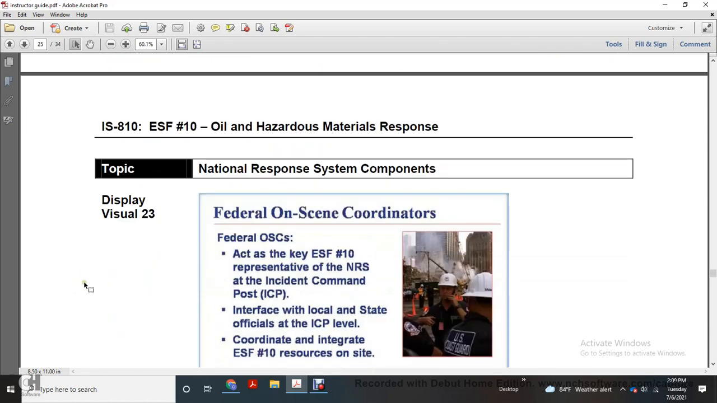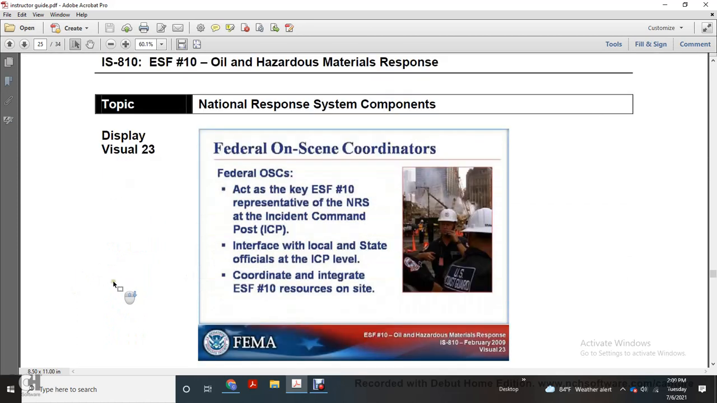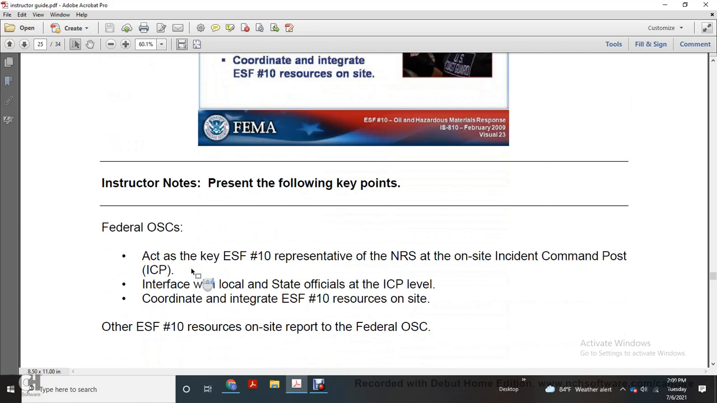Play visual 23. Federal on-scene coordinators. Federal on-scene coordinators act as the key Emergency Support Function number 10 representative of the National Response System at the Incident Command Post. They interface with local and state officials at the Incident Command Post level and coordinate integrated Emergency Support Function number 10 resources on site. The instructor notes present the following key points.